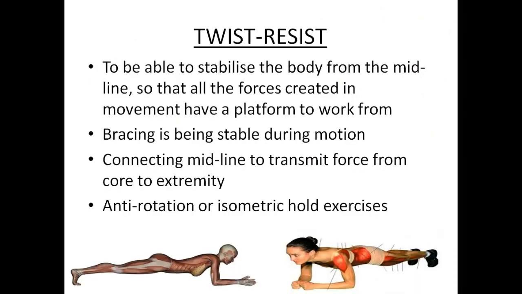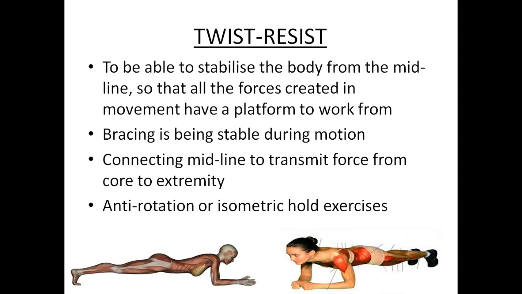Here we go now on to twist or twist resist. So we've just had the twisting, which is the lifting and chopping, and now we've got the twist resist, which is stabilizing those forces and being able to brace, holding ourselves in a strong position so that we can connect the midline and transmit that force to the extremity. So it's anti-rotation or isometric holding.